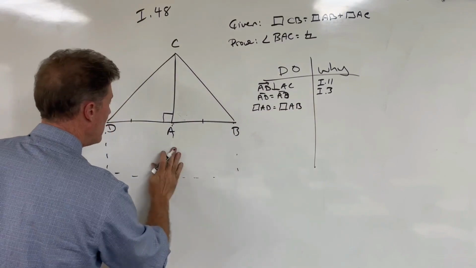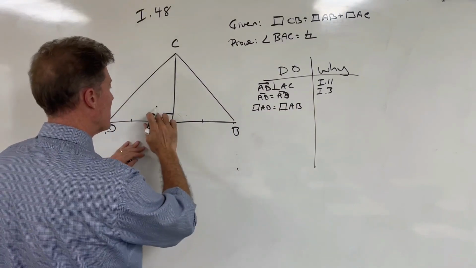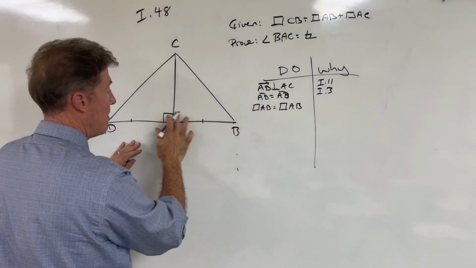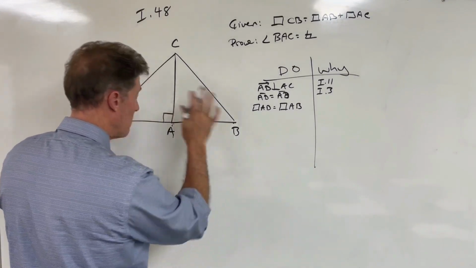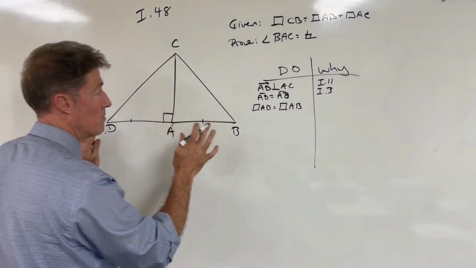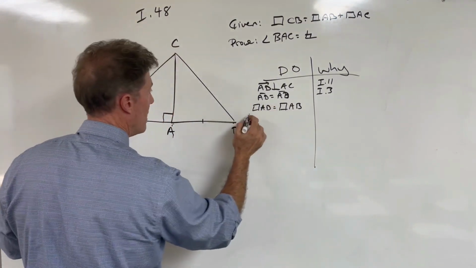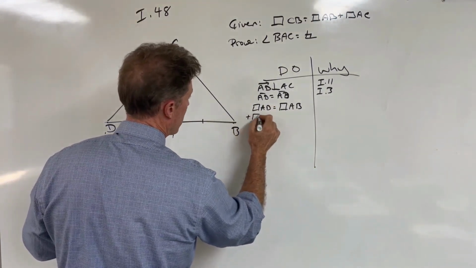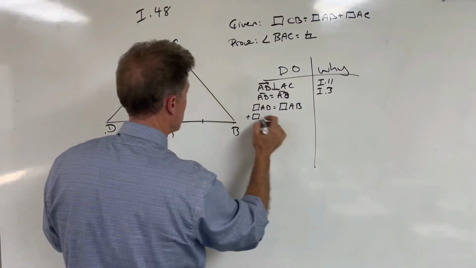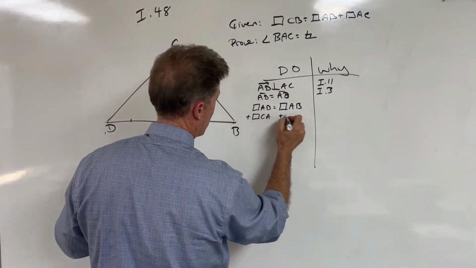Now at this point, we don't know or care if this line is in line with this line. It might be, it might not be. At the end of this, we'll be able to show that it is, but it doesn't have to be for this proof to work. So we know that these two squares are equal. So let's add equals to both of these. Let's add the square on CA to both sides.